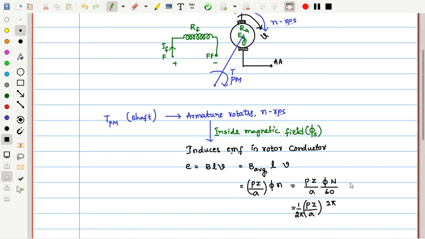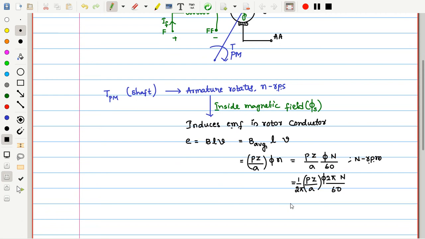So here we will get 60 when n is in RPM, revolutions per minute instead of RPS. So I will multiply and divide with 2 pi. So this flux phi will be there. Apart from that, 2 pi n divided by 60 will be there. So this 2 pi n by 60 we can write as angular speed, which is equal to 1 by 2 pi. So P z by A into flux phi into angular speed omega. So this angular speed omega we will write in radians per second.